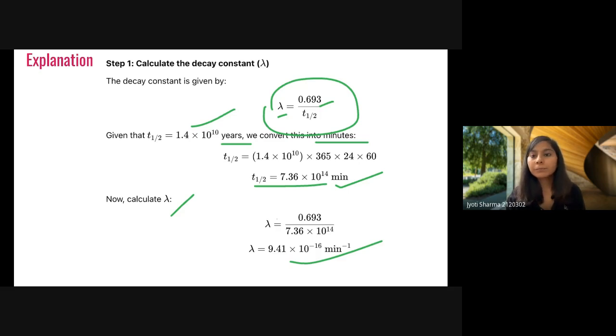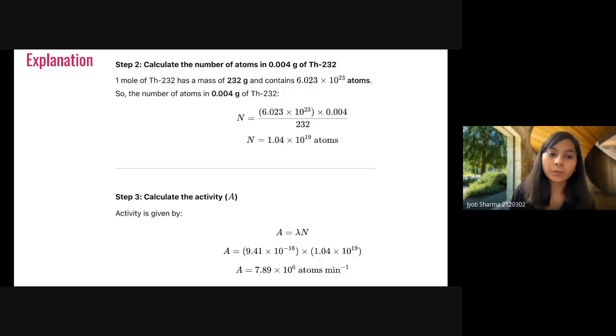Then, because we know the number of atoms in 0.04 gram, we can calculate it using the Avogadro number: the Avogadro number multiplied by the given mass, divided by the molar mass, gives the number of atoms. And the activity is equal to the decay constant multiplied by the number of atoms that we have. This is how you can calculate the activity.